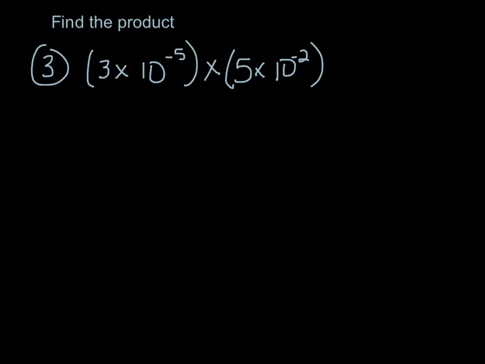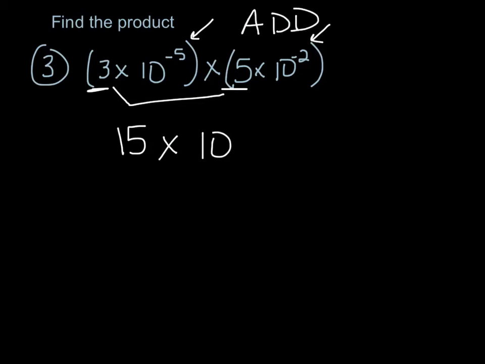When you're going to find the product, when you're going to multiply, it's actually a little easier. When you multiply, these powers don't have to be the same. Not at all. All you do is multiply the 3 and the 5. Take the 3 and the 5, multiply them together. You get 15 times. Now, here's your trick. Times 10, you add the powers. Here you have a negative 5, here you have a negative 2. Negative 5 plus a negative 2 gives you negative 7. Is that your answer?